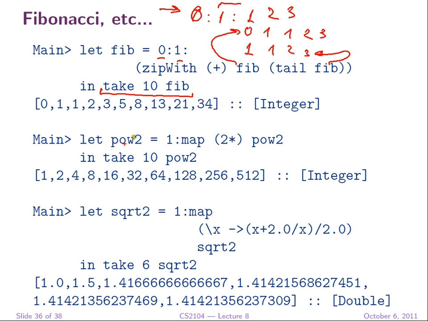Powers of 2. 1 followed by map 2 times power of 2, right? So I will have 1, so I know the first element. Then, what's the second element? Well, I know the first element, and I'm going to multiply it by 2, so I'm going to have a 2 here. And now I know the second element, so I multiply this by 2, I get 4. I know the next element here, I multiply it by 2, I get 8. And I do this infinitely, but in the end, take only a finite number of them.